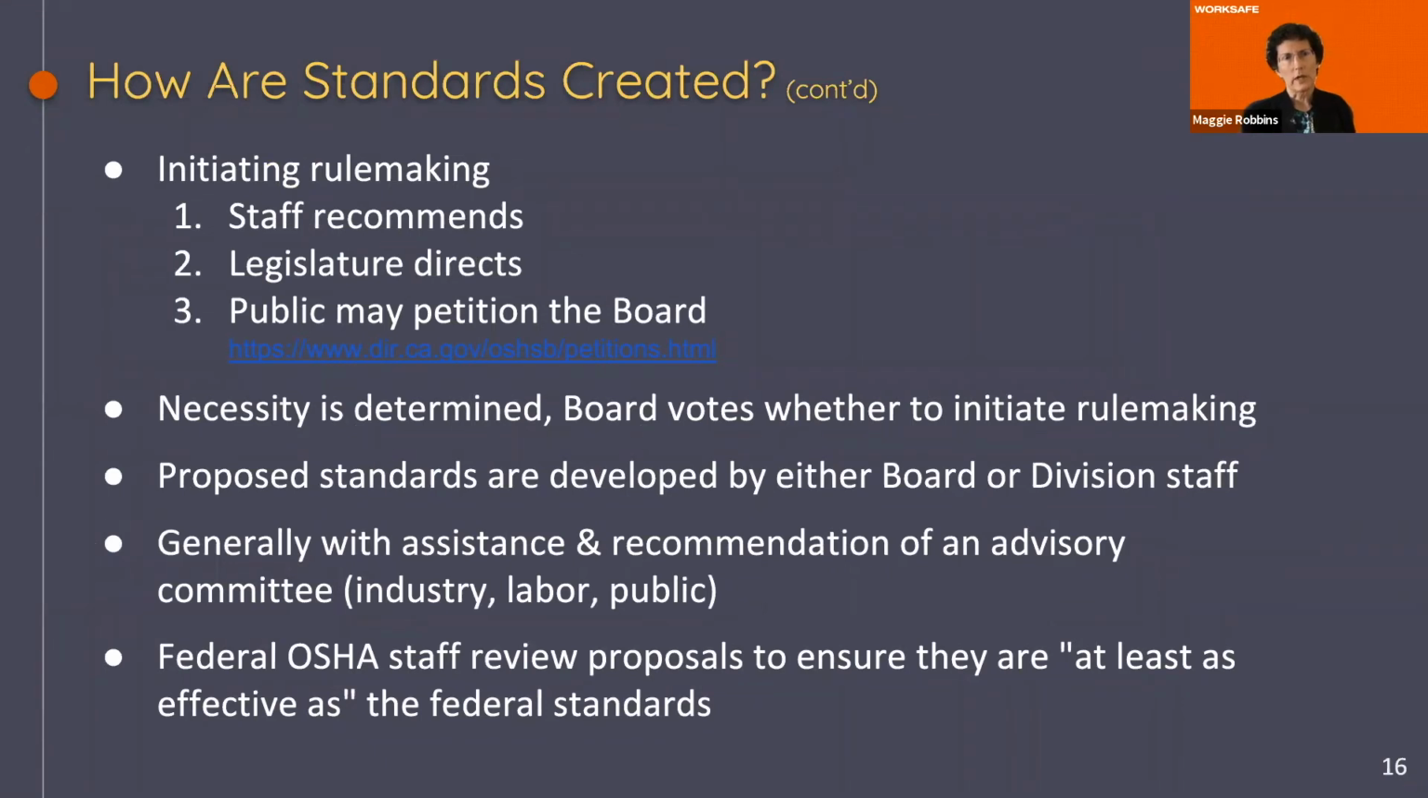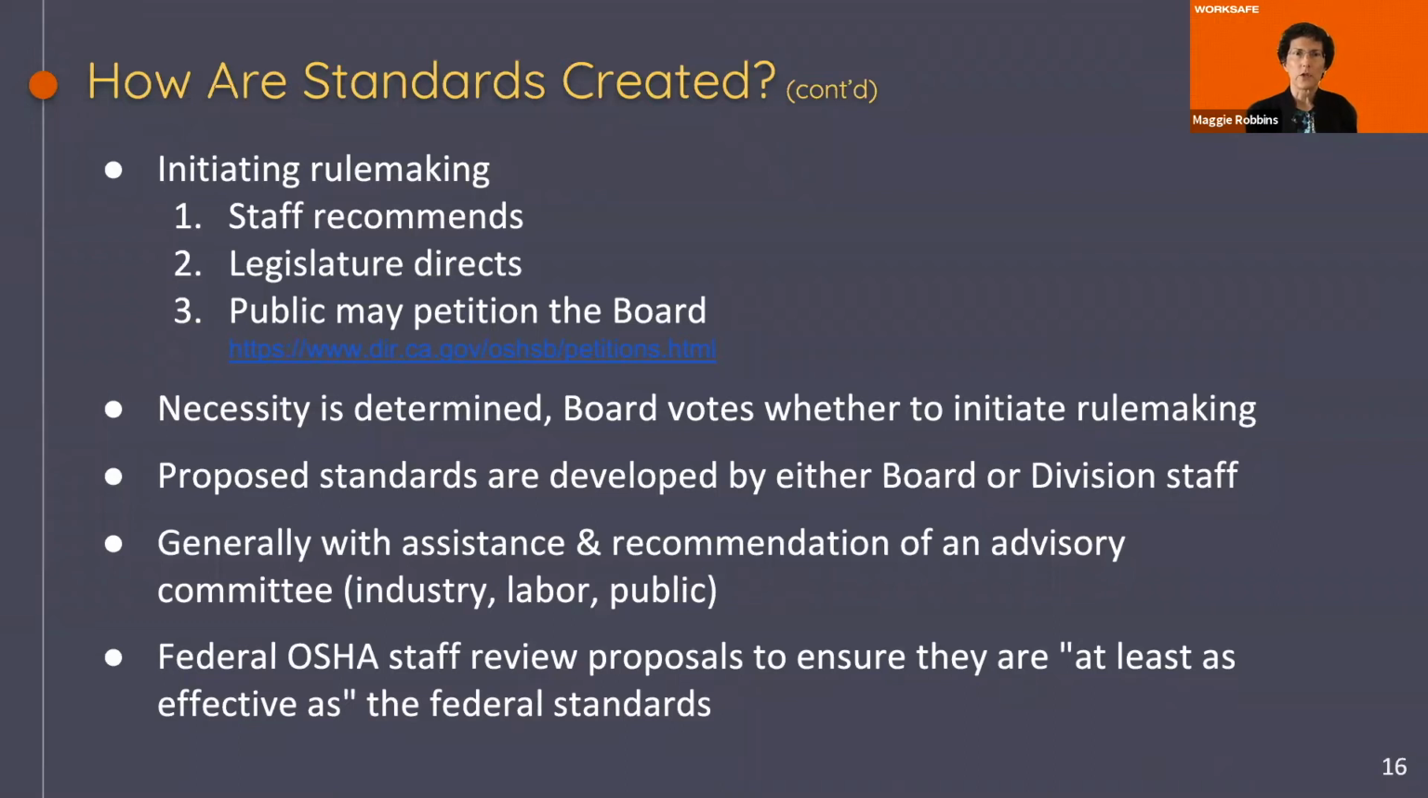In general, standards are initiated in one of three ways. Either staff of Cal OSHA or the board might recommend a standard be considered. The legislature sometimes will direct that they consider a standard, and alternatively, the public may petition the board for a standard. The board determines necessity for that standard, so they get recommendations from Cal OSHA as well as their own staff about the need for the standard, the nature of the risk and the hazard, existing rules that might apply, and whatnot. After that analysis, they'll decide whether or not they will proceed with the formal rulemaking process.